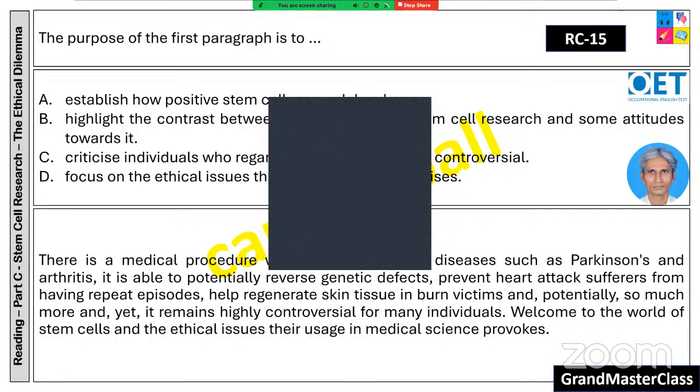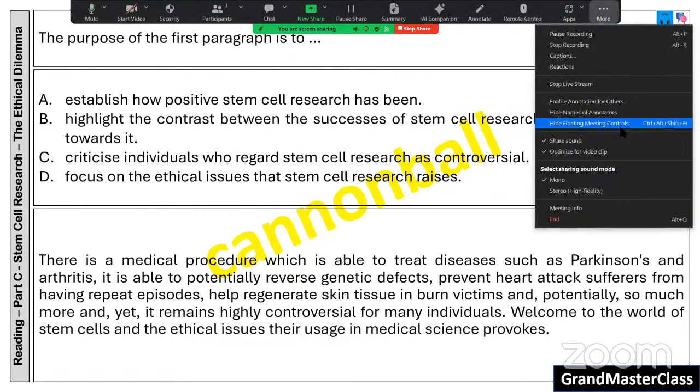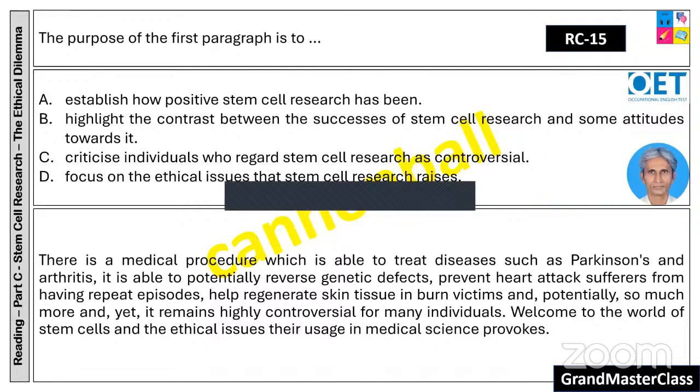The first one is cannonball, the 15th question. Submit your answers.